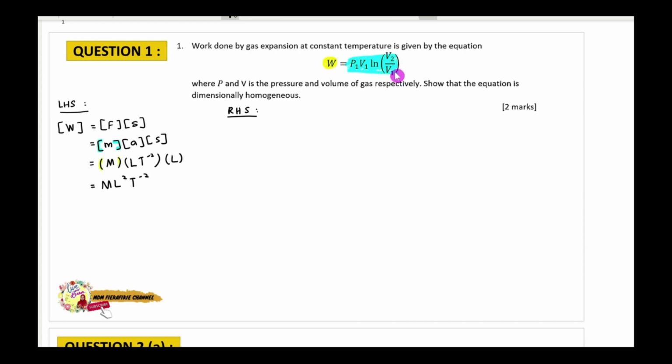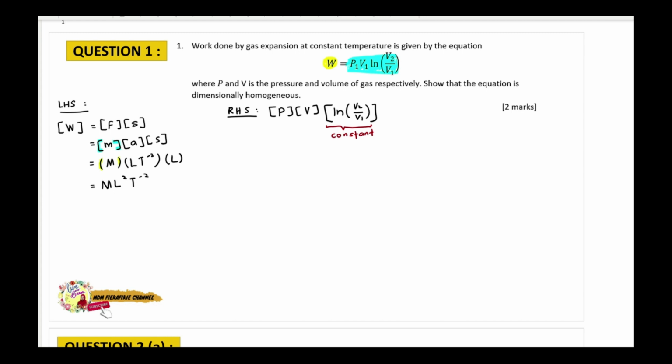Okay. So, kita mula dulu dimension of P. Alright. And this is dimension of V. Okay. For that one is for right hand side, right? And the last one is dimension of ln V2 over V1. Okay. So remember that dimension of ln V2 over V1, this is constant. Okay. Ataupun dimension 100, dimension 1000, dimension of pi. Okay. Dimension of any constant will equal to 1.